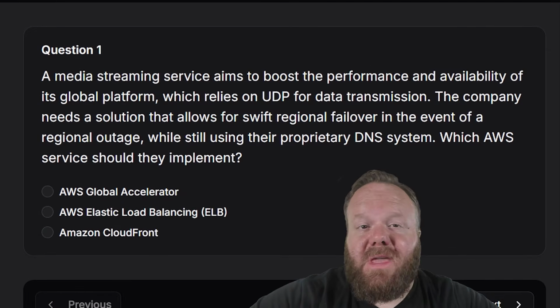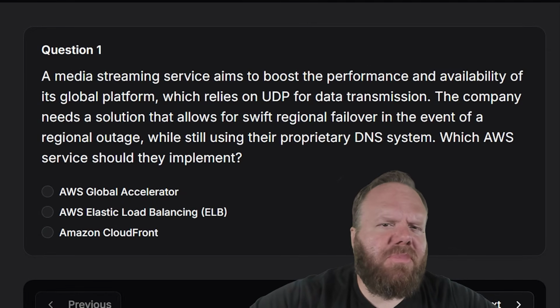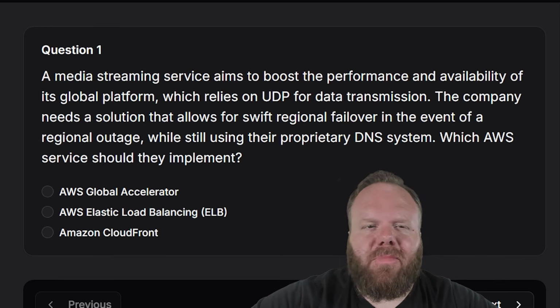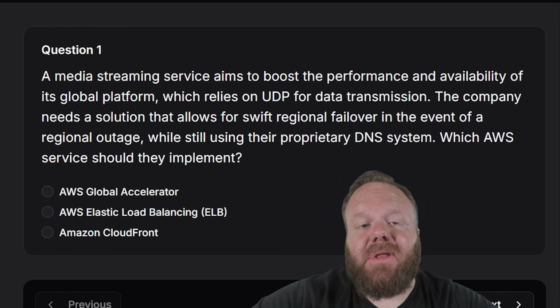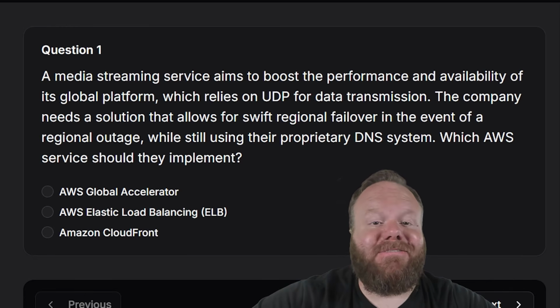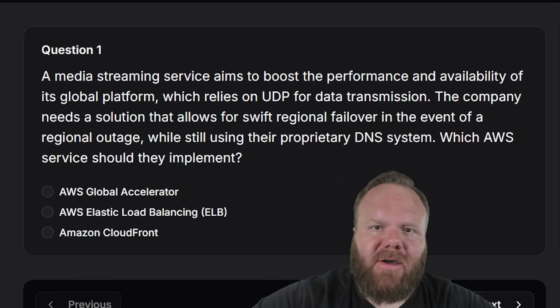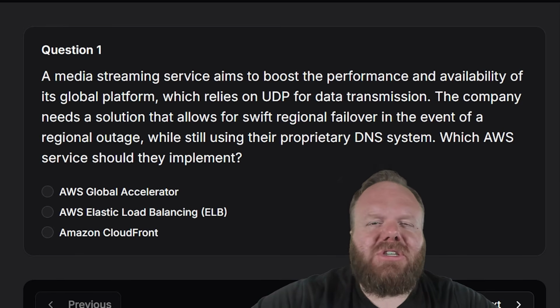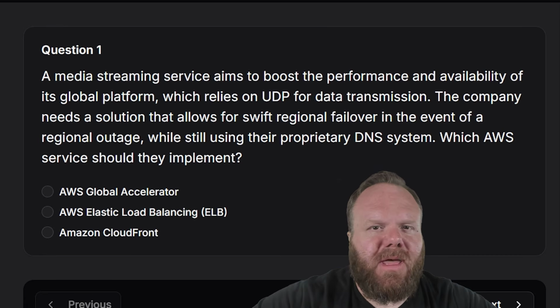All right, pause if you need to, because here comes question number 1. A media streaming service aims to boost the performance and availability of its global platform, which relies on UDP for data transmission. The company needs a solution that allows for easy failover in the event of a regional outage while still using their proprietary DNS system. Which AWS service should they implement?